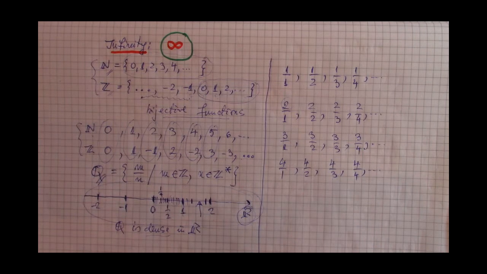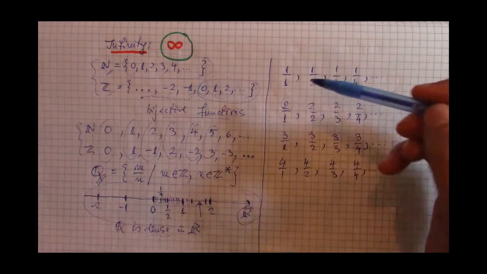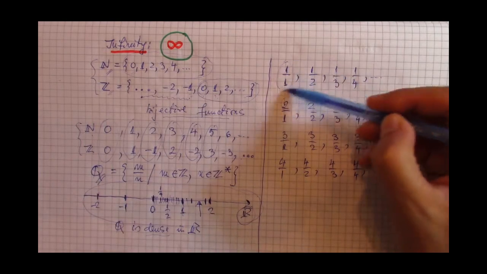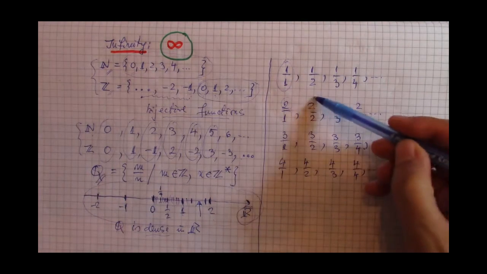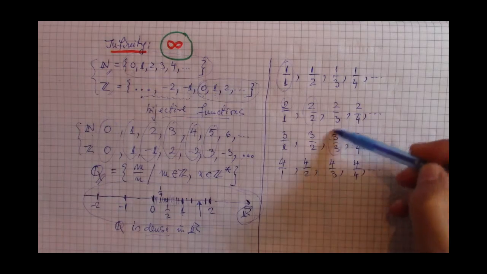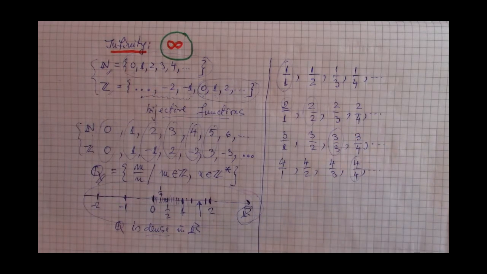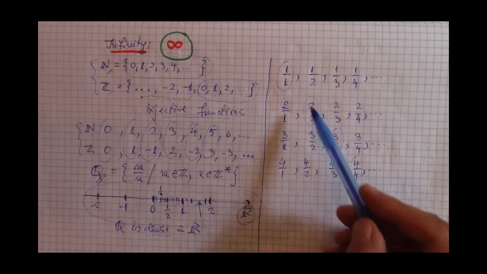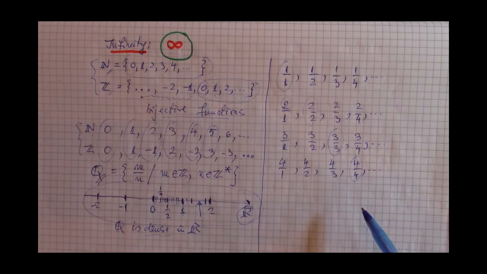But there's something else going on here. For example, we have 1 over 1 here, 2 over 2 here, 3 over 3 here, 4 over 4 here. Clearly these numbers are equal to each other.